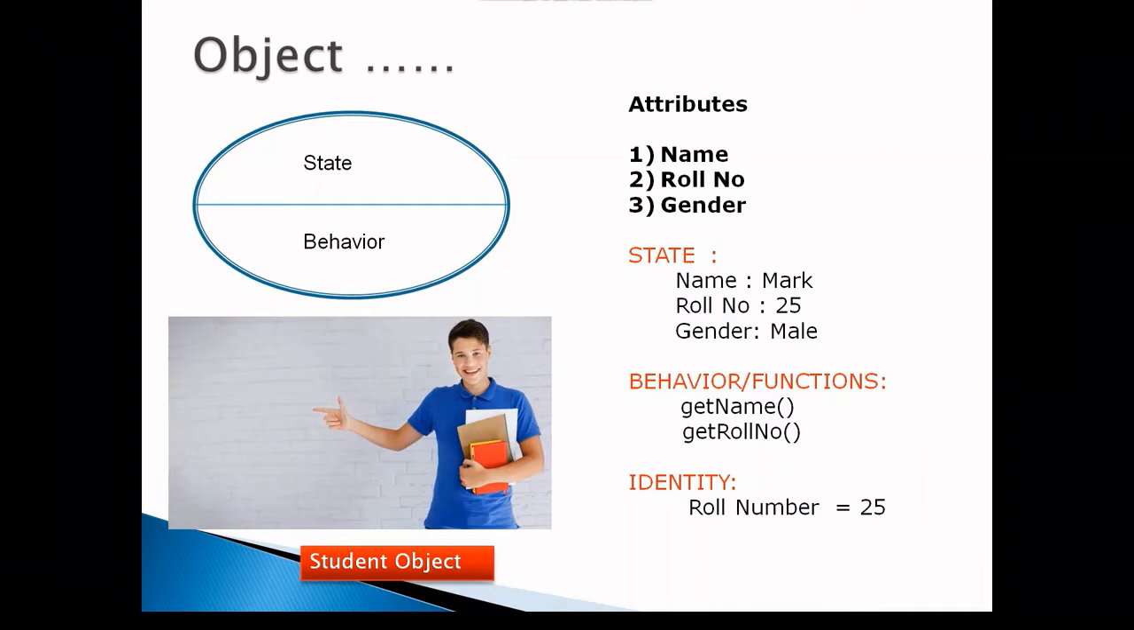So we can say that class is a blueprint which has specific attributes and functions, and we can create different objects based on this blueprint, based on these attributes and functions. So we can create multiple objects from the class.